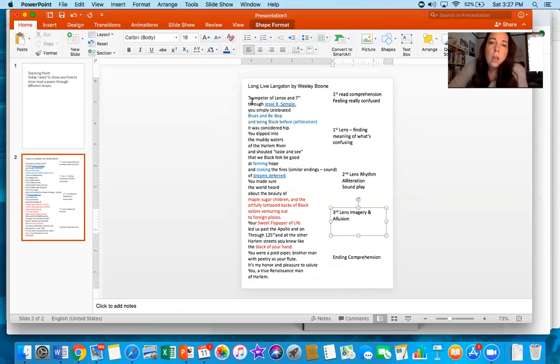So "Long Live Langston," maybe Wesley is saying, "trumpeter of Lenox and Seventh, through Jessie B. Semple, you simply celebrated blues and bebop." So if those comics that we saw about Jessie B.